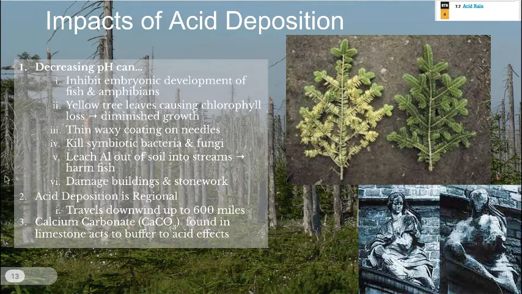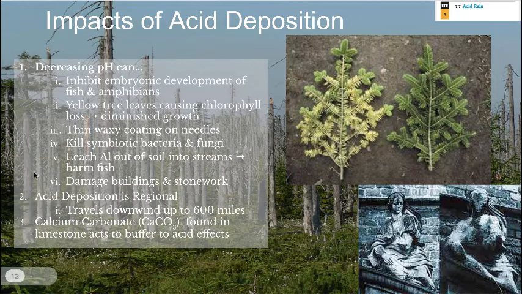The acidic pH of the acid deposition can also kill the symbiotic bacteria and fungi, particularly the ones in the root systems that help these plants move nutrients and get nutrients out of the soil, and also put nutrients back into the soil.